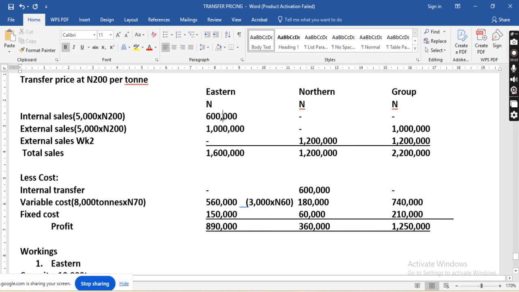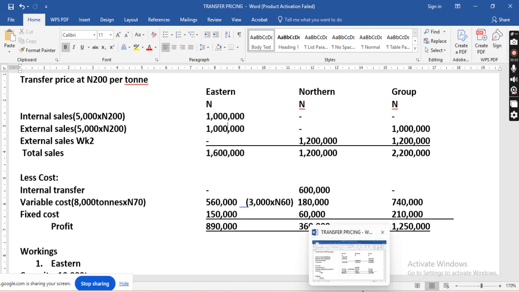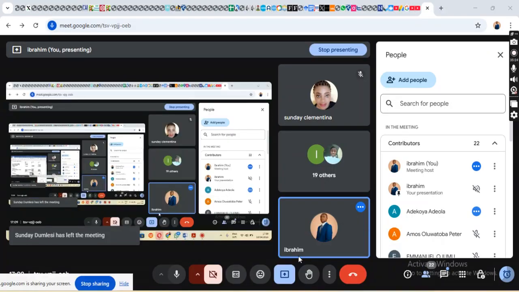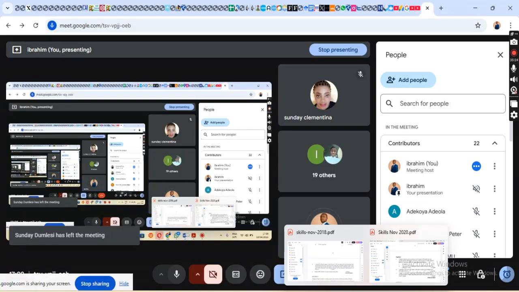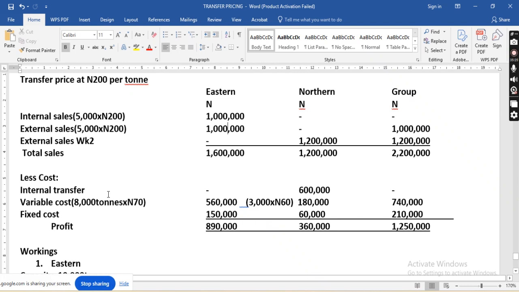I know someone will say, "Oh, you're supposed to use the 32 naira." Am I supposed to use the 32 naira? No, sir. Okay, that's fine.